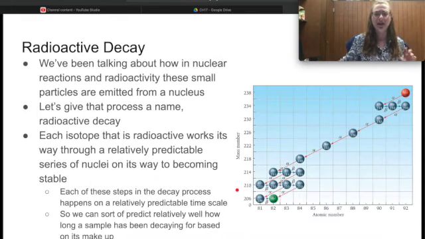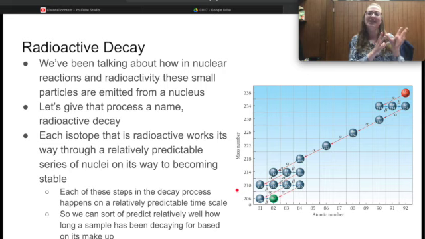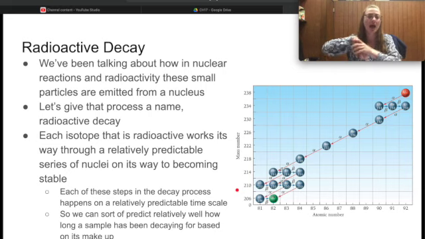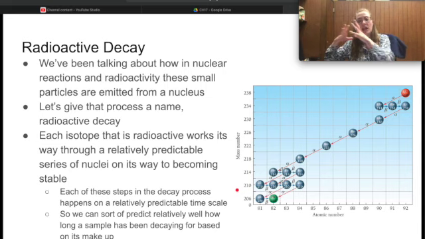So, what do I mean radioactive decay? I've been kind of avoiding using this word a little bit in part 1, but we've been talking about how in nuclear reactions and in radioactive emissions, we have these small particles that are emitted from a nucleus. So we're going to give that process a name. When we have a nucleus that's going to emit something and become another kind of nucleus, we're going to call that radioactive decay.